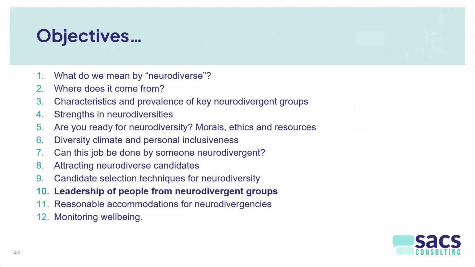So there are some ideas about recruitment of people who come from neurodivergent backgrounds and more generally as well. The next video in this sequence is about leadership of people from neurodivergent groups. So are there leadership techniques which work better with people who are neurodivergent? Well, in fact, yes, there are. And if you click on the link near this video, you'll find out what they are and how to do them.